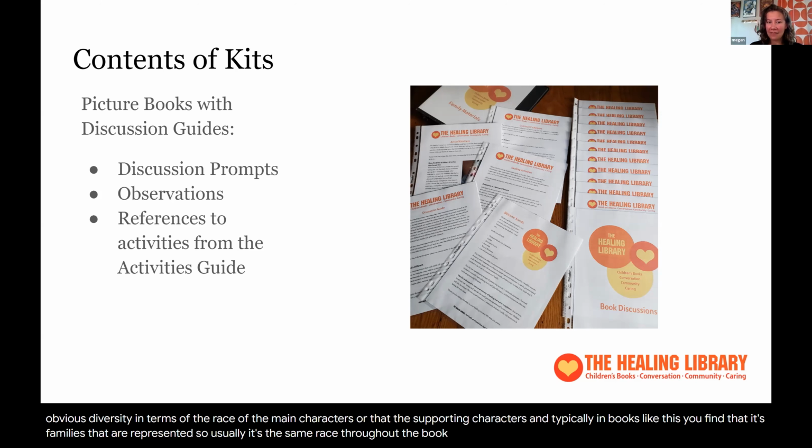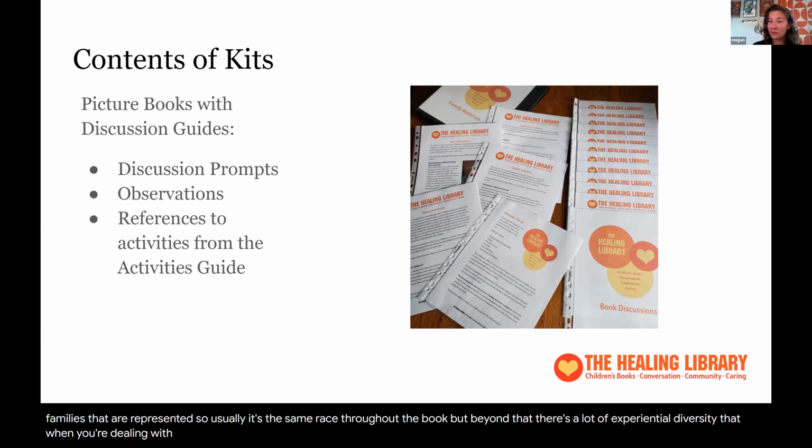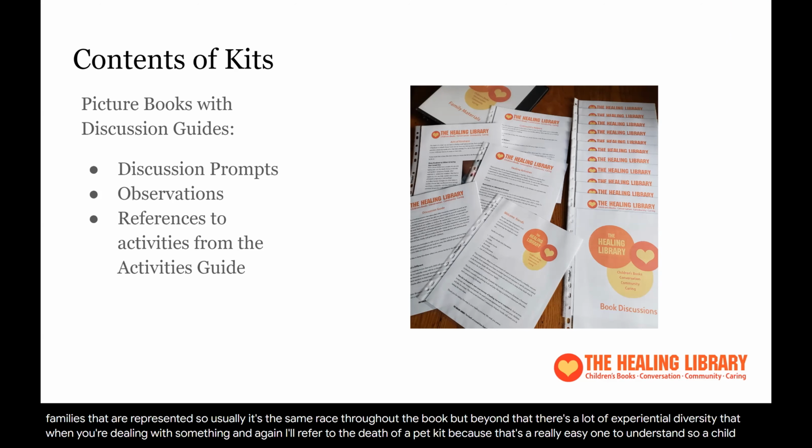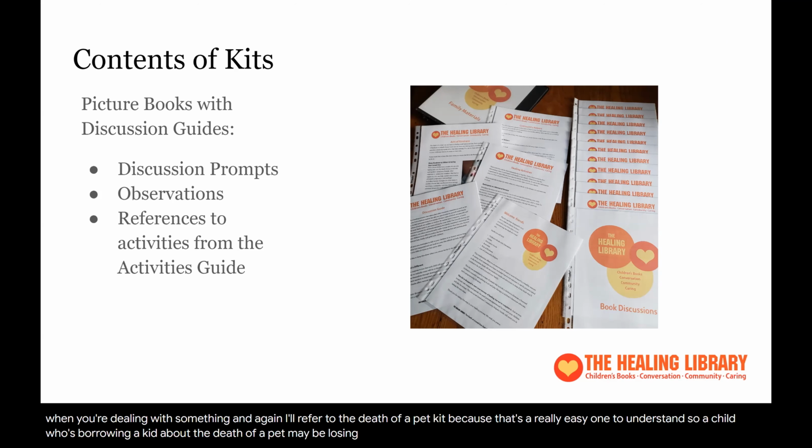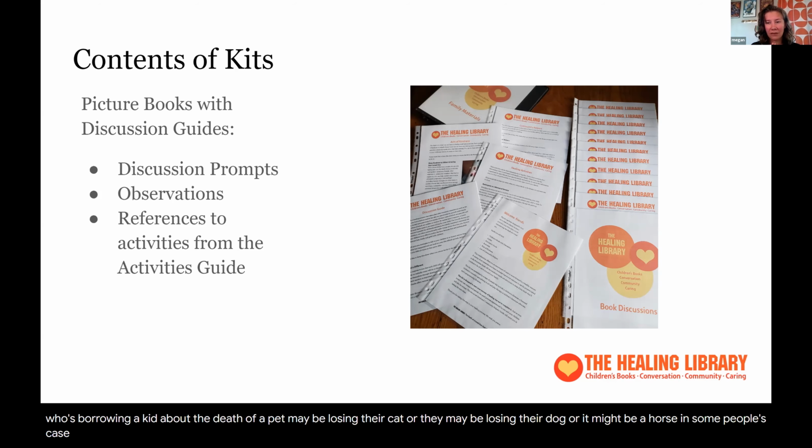But beyond that, there's a lot of experiential diversity when you're dealing with something, and again, I'll refer to the death of a pet kit because that's a really easy one to understand. So a child who's borrowing a kit about the death of a pet may be losing their cat, or they may be losing their dog, or it might be a horse in some people's case. I don't have a horse book. If you know a really fabulous picture book about losing your horse, let me know in the chat. There are also snakes. There aren't really good reptile books out there.